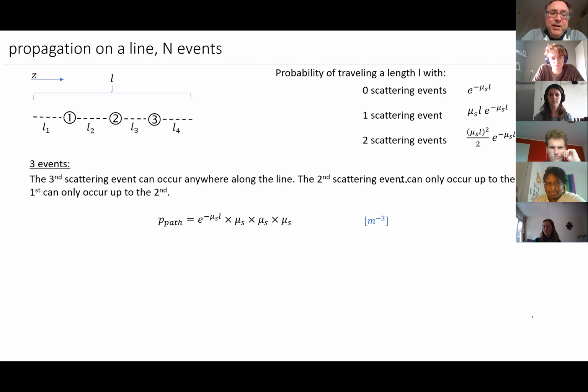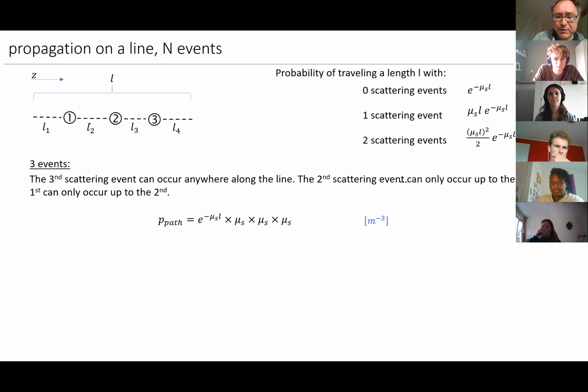Well, the reasoning is the same. The third event can occur anywhere along the line between 0 and L. The second event can only occur from 0 up until the third, and the first event can only occur up until the second. So I'm speeding things up a little bit. In principle, we should write this likelihood again as an interaction-free propagation over L1 times mu s times interaction-free propagation over L2, etc.